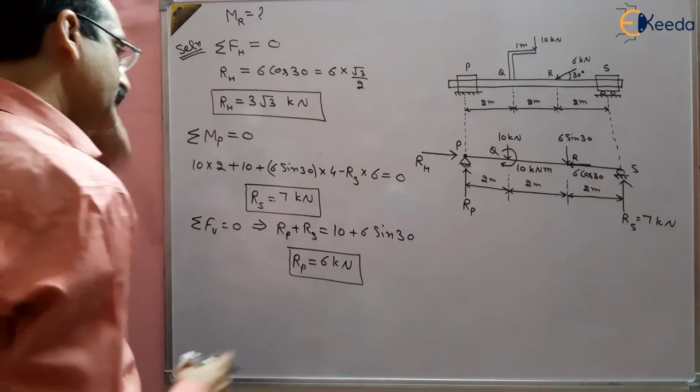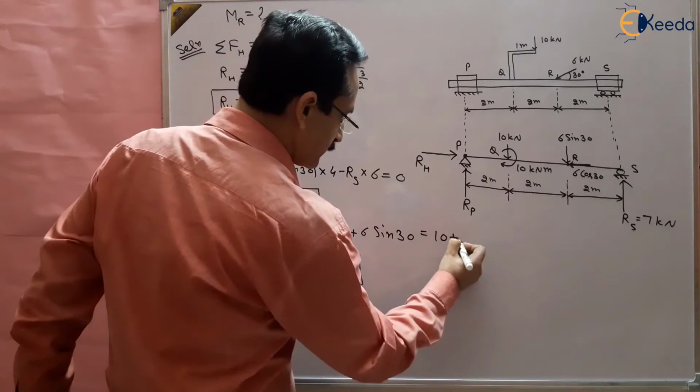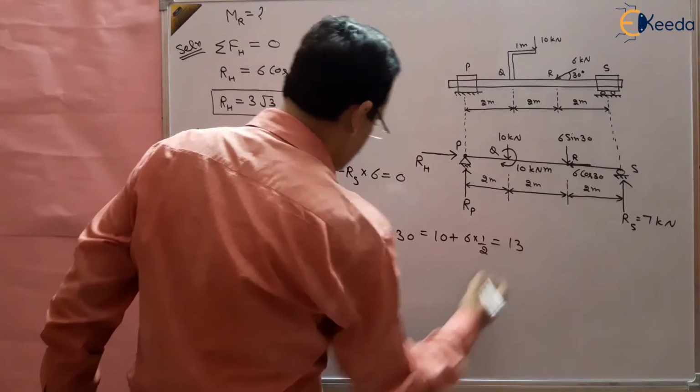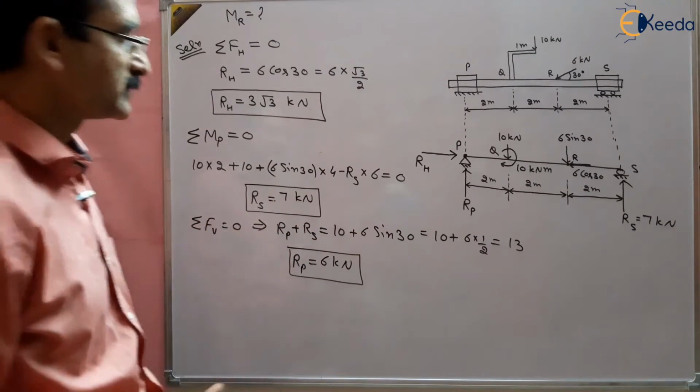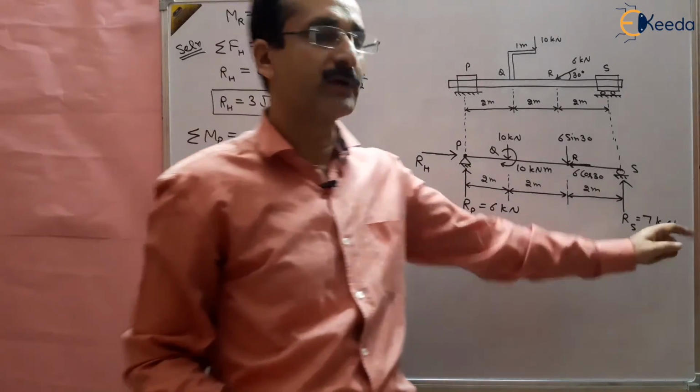Right? 6 sin 30 is 1 by 2. So that is 10 plus 6 sin 30, which is 1 by 2 of 6, so that should be equal to 13. So 13 minus 7 is 6 kilonewton, right? So we have got the reactions, that is RP 6 kilonewton and RS 7 kilonewton.